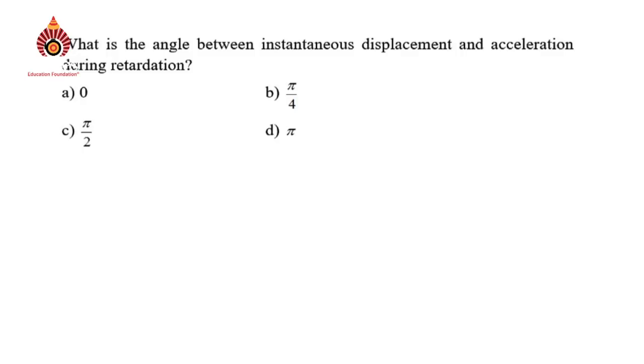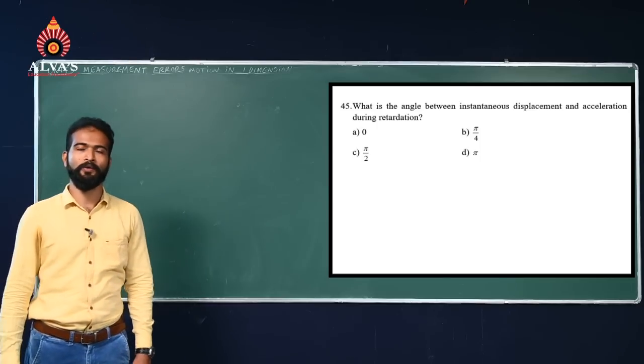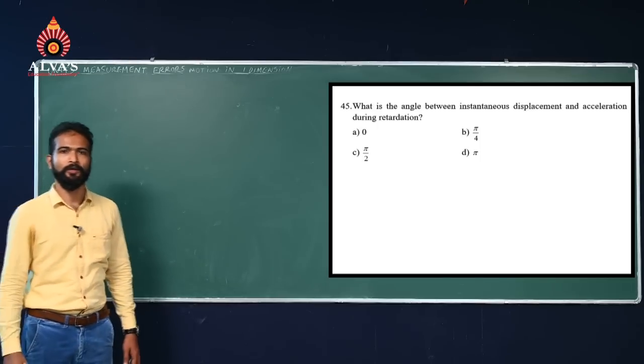Next, question 45. What is the angle between instantaneous displacement and acceleration during retardation? Since it is a retarding motion, displacement and acceleration always must be in the opposite direction. So the right choice is option D.